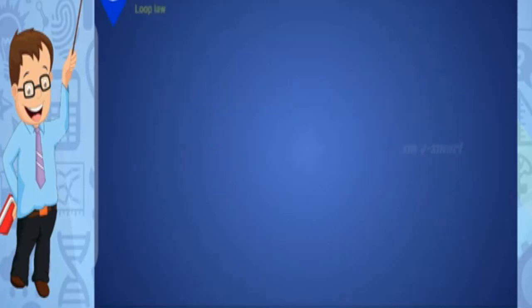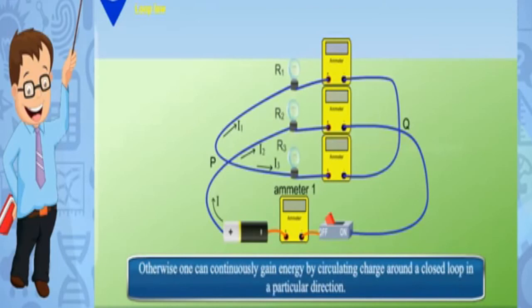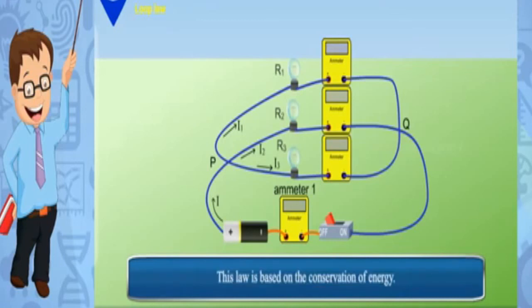Loop law. The algebraic sum of the increases and decreases in potential difference across various components of the circuit in a closed circuit loop must be zero. Otherwise, one can continuously gain energy by circulating charge around a closed loop in a particular direction. This law is based on the conservation of energy.